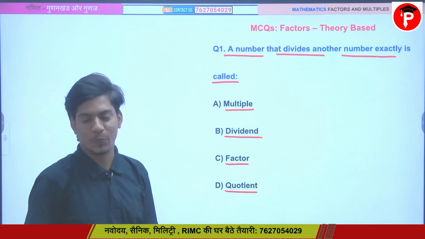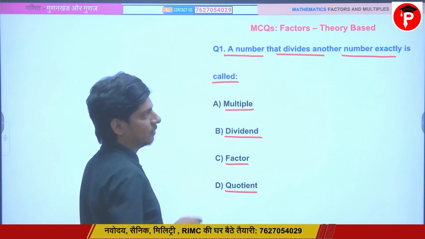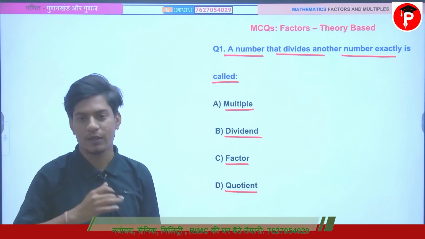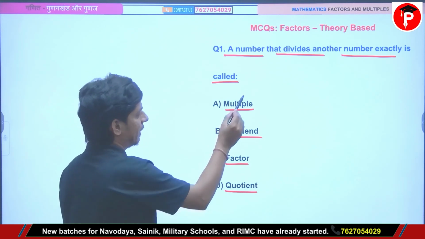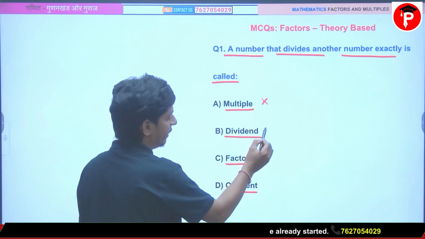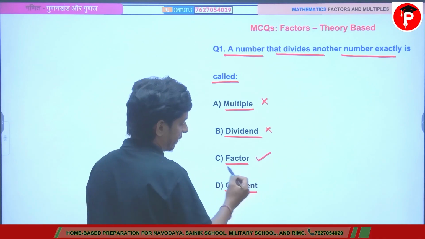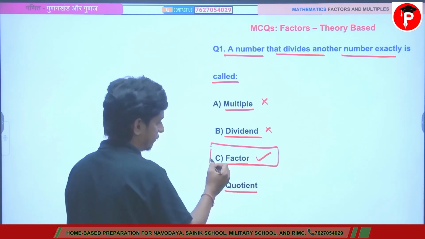Our main topic is on this definition. So I am giving you 5 seconds. Okay, good. Now multiple is wrong, dividend is wrong, factor is correct. This C is your correct answer.